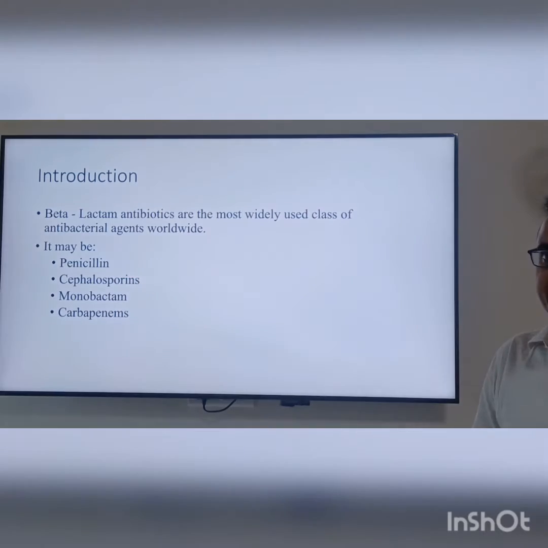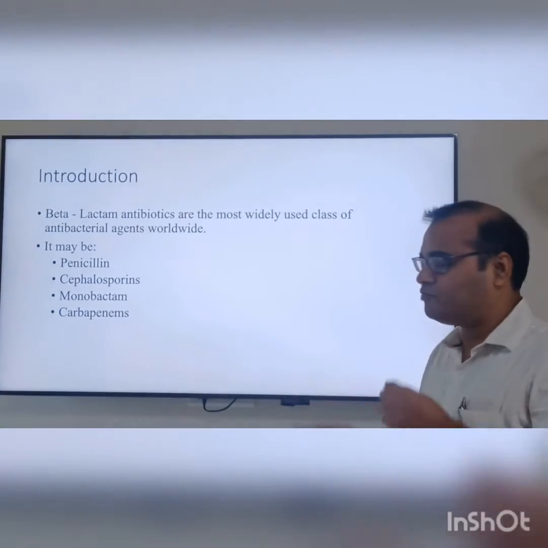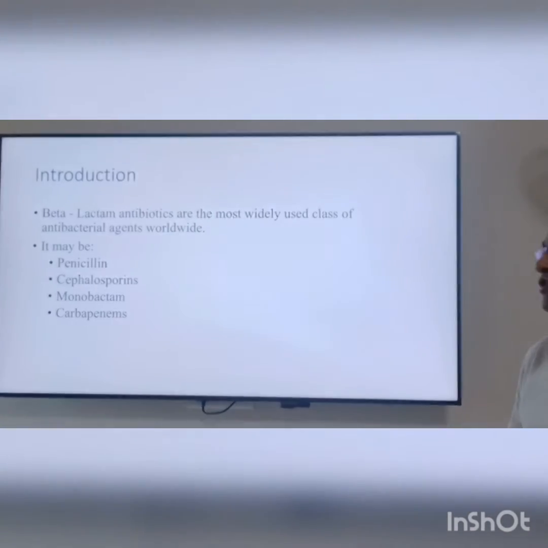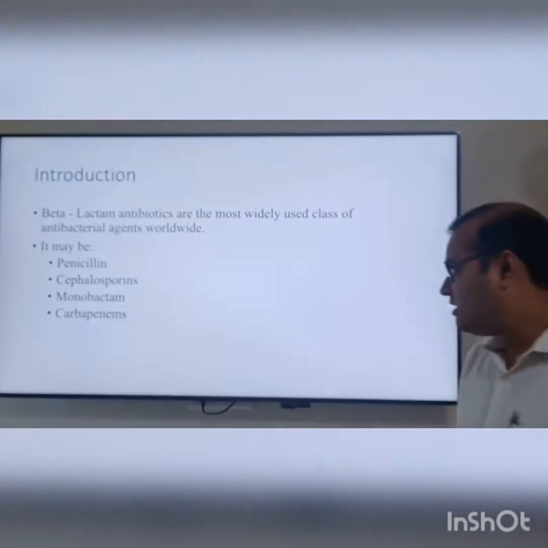Coming to the beta-lactam antibiotics, this is one of the most widely used antibiotics across the world. It may be the penicillins, the cephalosporins with their generations, monobactams and carbapenems.